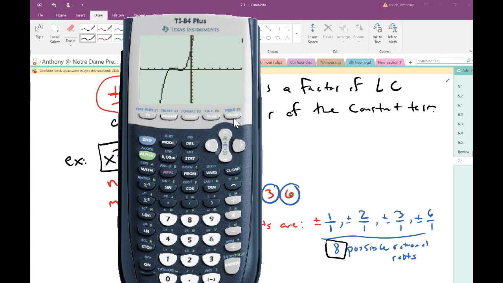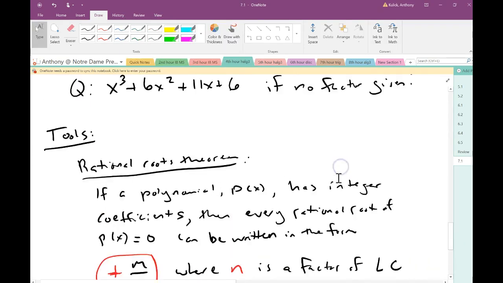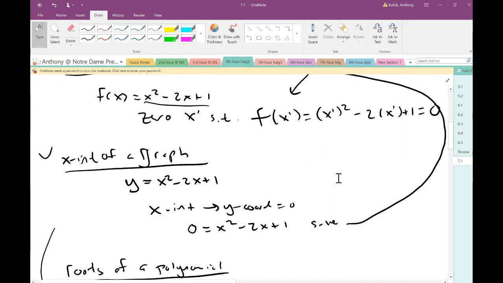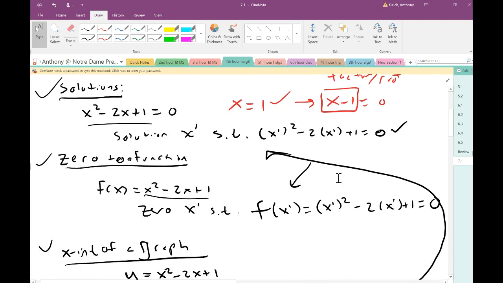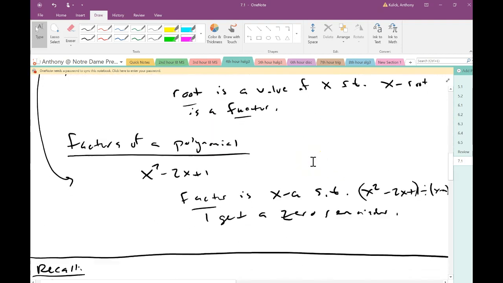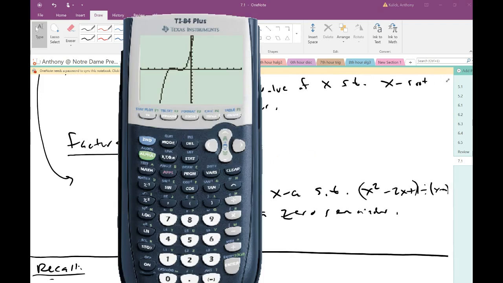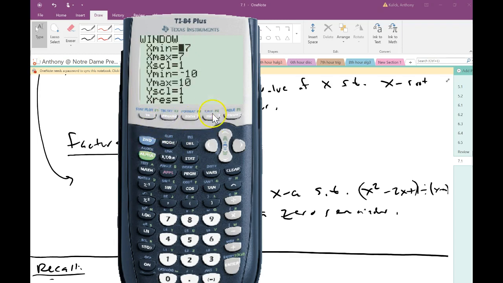And why is that going to be important to me? Well, remember earlier we said that x-intercepts are really the same thing as zeros or solutions or factors or roots. So if I can see where the x-intercepts are, that tells me which of these values of x I could use to do my division. I see some crossing going on here, but it's too blurry to make out, so I'm going to readjust my window by zooming in.